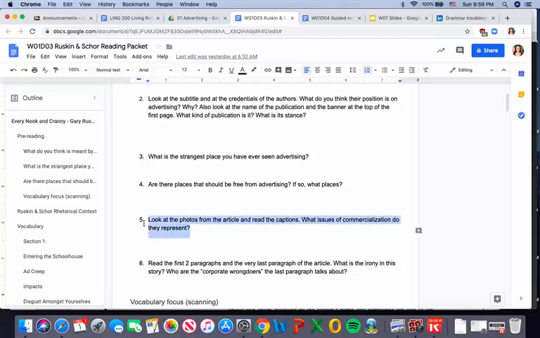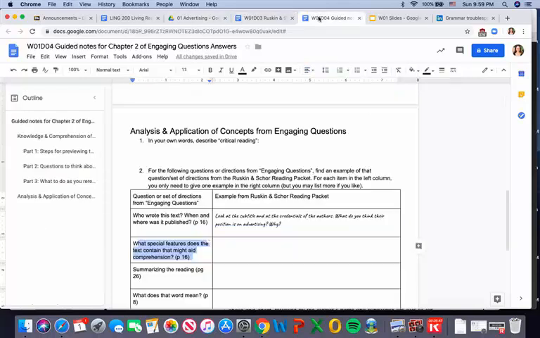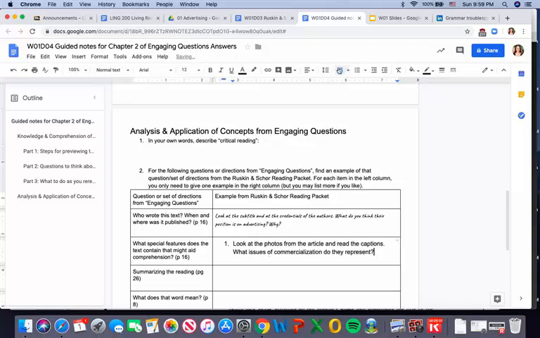Look at the photos from the articles and read the captions. What issues of commercialization do they represent? So we're going to go ahead. I'm copying that question and I'm going to put it right here. So take away the number. So there's my answer to that one.